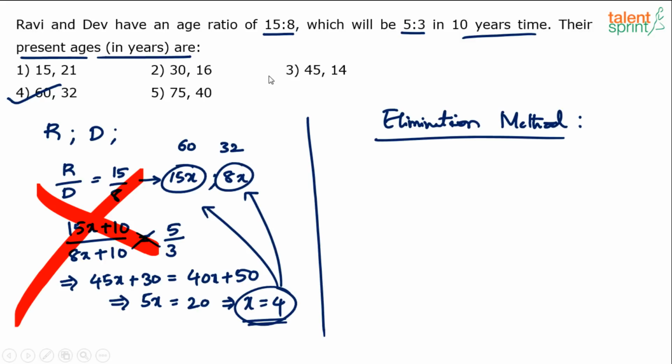Check from the options. If you look at option 1, 15. Yes, 15 is a multiple of 15. But is 21 a multiple of 8? No. Option 1 is eliminated. This cannot be the answer. Why? 21 is not a multiple of 8.